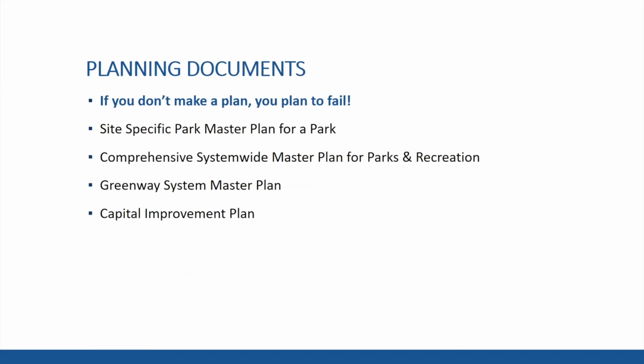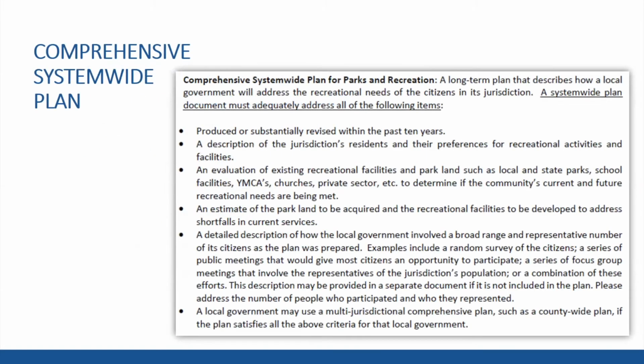With PARTF and most grants, when we think about park planning, you have a site-specific plan for one park, the comprehensive system-wide plan for parks and recreation, and that's more what we're talking about with multi-jurisdictional plans, but also a greenway system master plan that ties in with both of those, and capital improvement. But we're going to talk about the comprehensive system-wide plan. This comes from the PARTF application, and I'll share a link where you can watch our application video and download a copy of the application. It has to address how a local government will address recreation needs of the citizens in its jurisdiction.